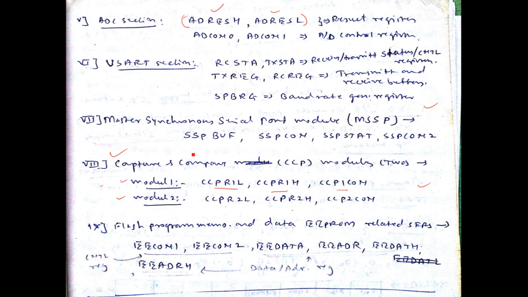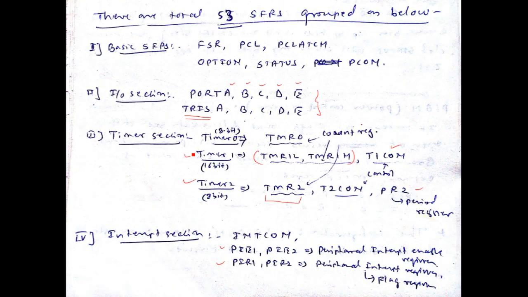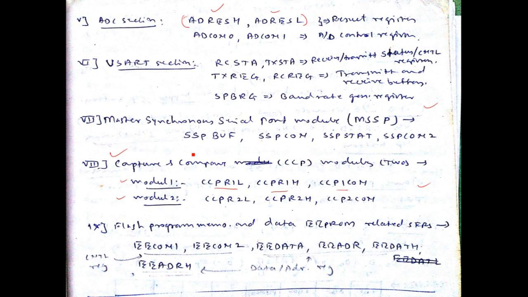Okay, so that's what we see, that the total 53 SFRs which are available can be grouped under different categories depending upon how they are related with the different functional blocks. Is it clear?